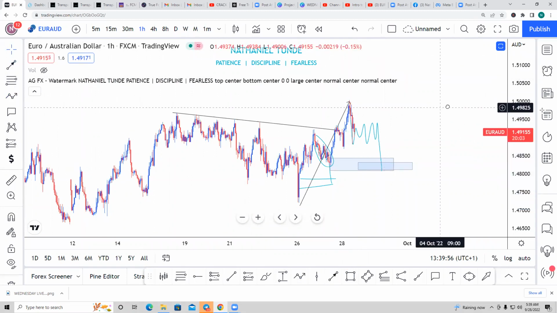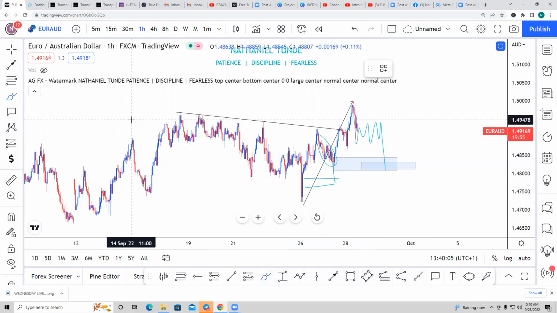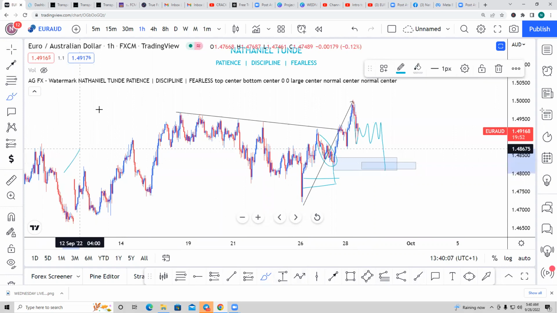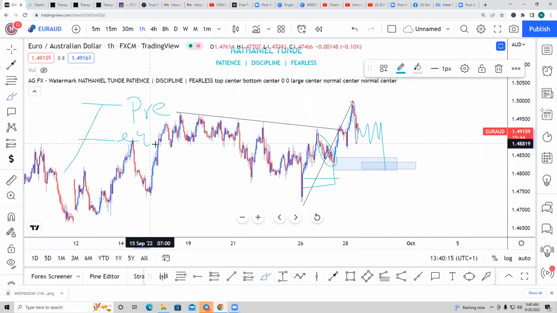The only area where we have discount is below 50%, because in my mentorship program, I usually discuss this with my mentee. If you have an impulse this way, this price here is the premium. Okay, the middle here is the equilibrium. And here is the discount. Below equilibrium is the discount.